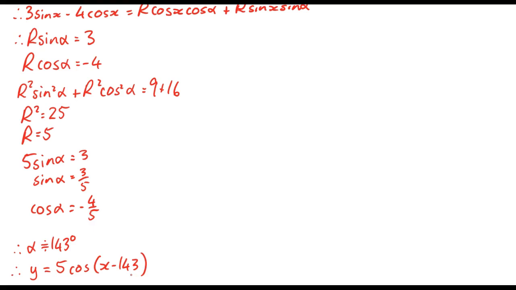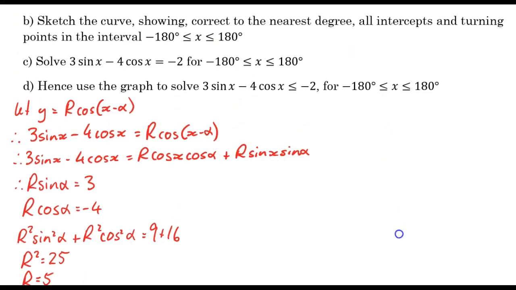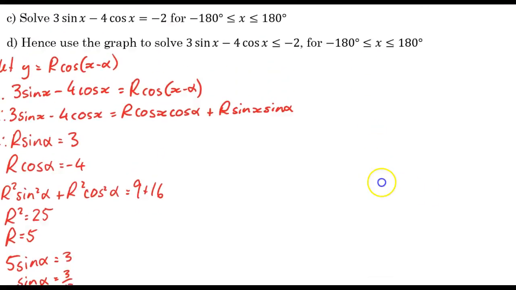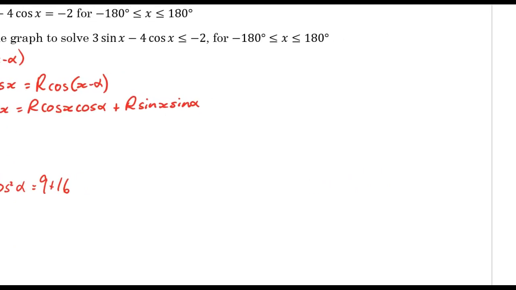Very good. Now from here, that's part A done, we're asked to sketch this only over the domain from negative 180 to 180. And we can see here that we have a cos function with an amplitude of 5 that has been horizontally translated. It's been moved to the right by 143 degrees. Normally I would draw quite a lot of this graph and then rub some out, but it doesn't work very well on the screen, so I'm just going to have to take it for granted that it looks a bit like this.